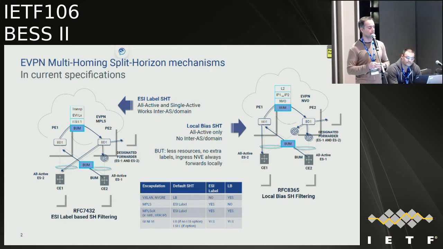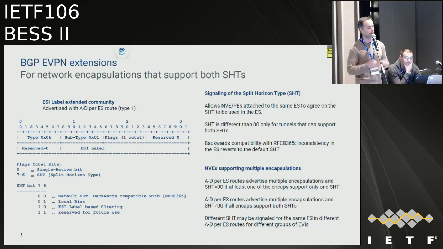Now in the draft, we have a table with all the different encapsulations supported by EVPN, the default split horizon type, and whether they support either type. And in some cases, there is no choice. There is only one way of doing it. But in some encapsulations, you actually have the choice because you can support both types. So the idea with this draft is to add some very small extension. In this way, we signal the split horizon type that we want to use in a given Ethernet segment. The idea is that all the PEs in the same Ethernet segment will agree on the same split horizon type. And if they disagree, they fall back to the default type.